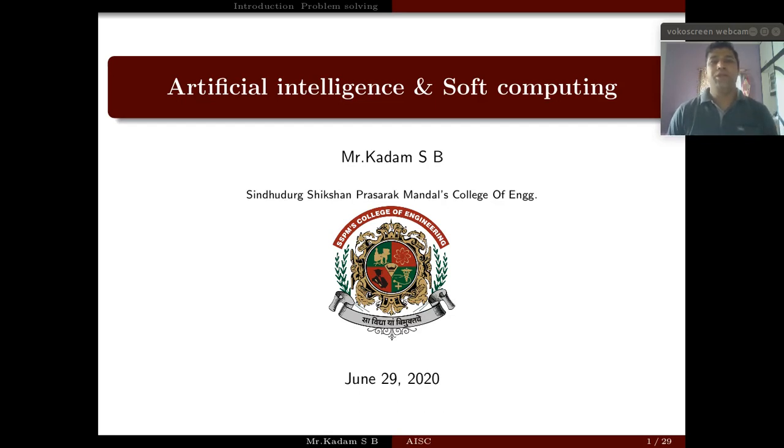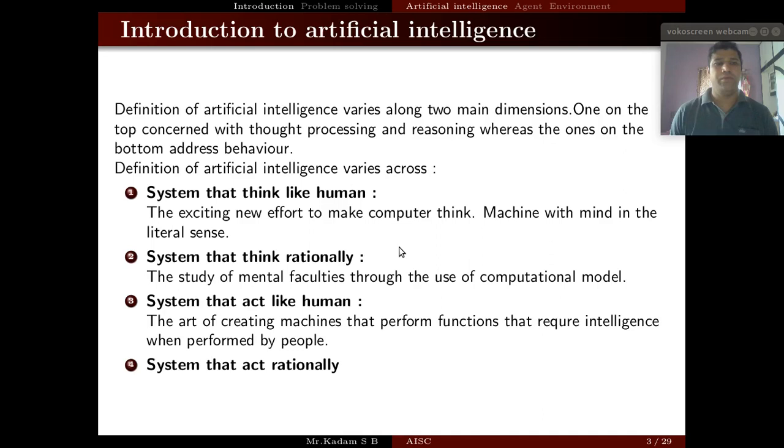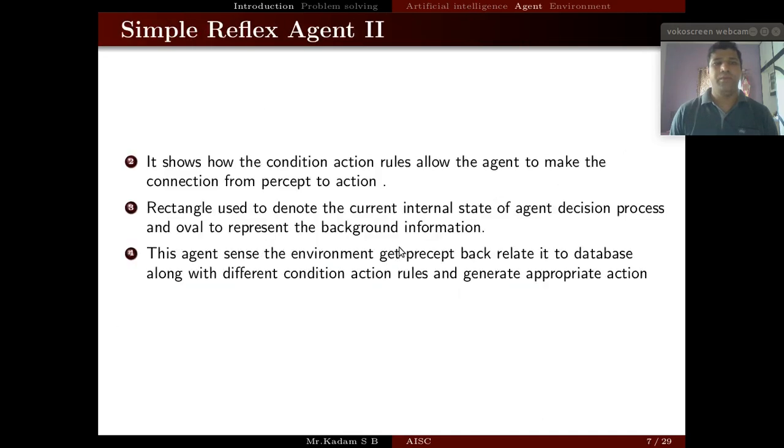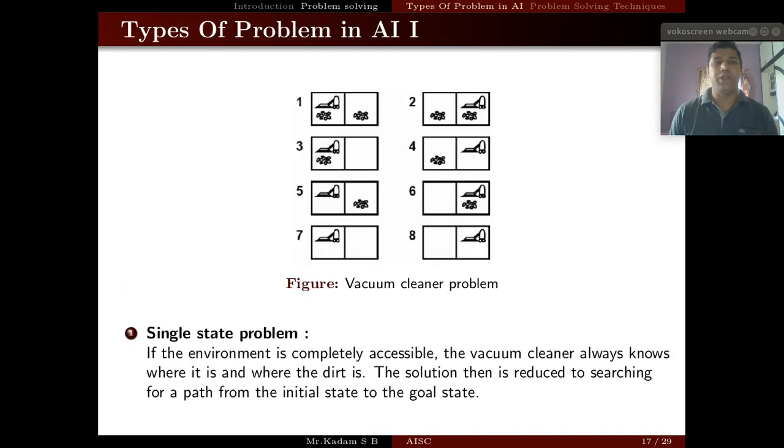So in artificial intelligence and soft computing, today we'll see the problem solving techniques. In artificial intelligence, the problems can be solved by using different searching strategies. Out of these, the two main searching strategies are informed search and uninformed search strategy.